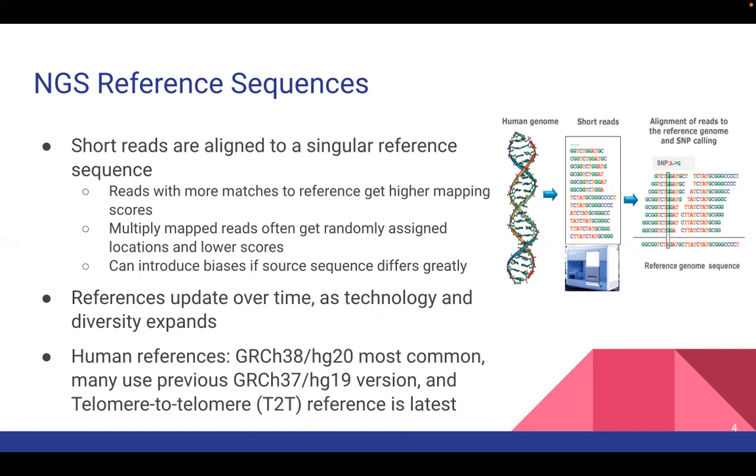As we get more data globally, references evolve. For example, the human reference GRCh38 is most commonly used today, but GRCh37, the previous version, is still used by many, and a newer, more complete reference with very few remaining gaps is beginning to be adopted, called T2T, telomere to telomere.